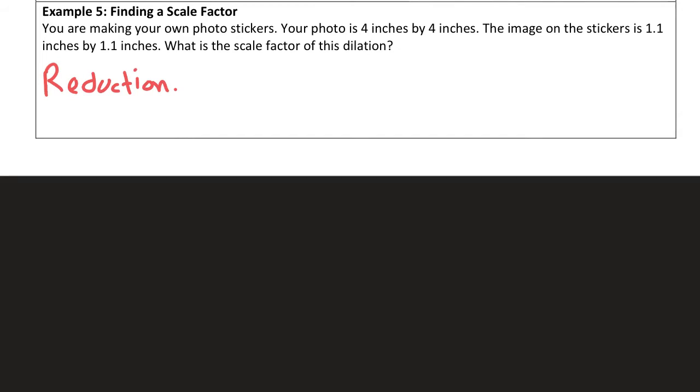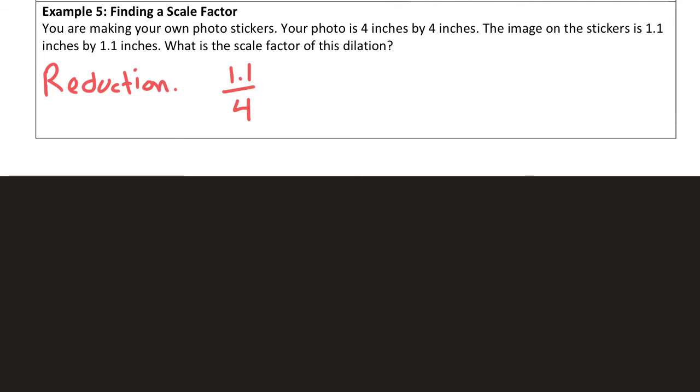Meaning my scale factor is going to be between 0 and 1. It's going to be like 1/4 or whatever. So the scale factor of this dilation, I would write it like this. If I'm going from large to small, it would be 1.1 over 4. Now this is weird because I have a decimal inside of a fraction. So really you could use decimals, but sometimes decimals just get a little messy.